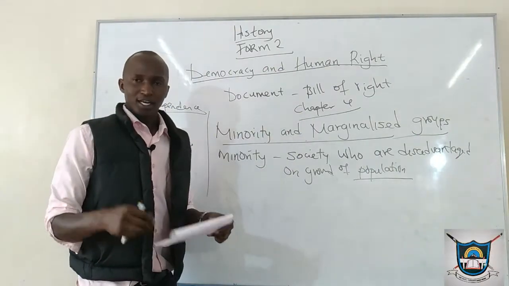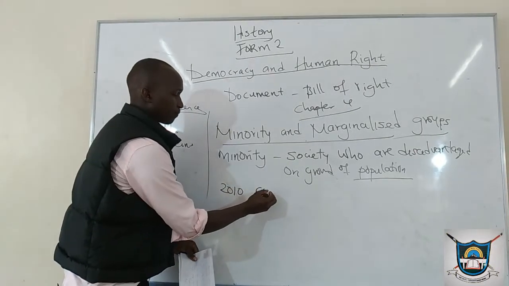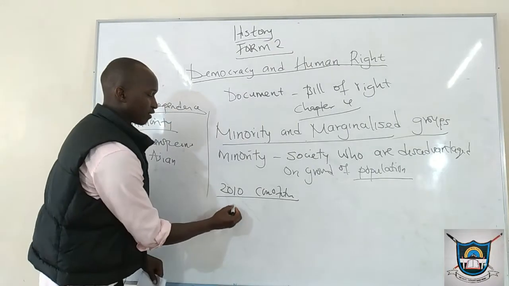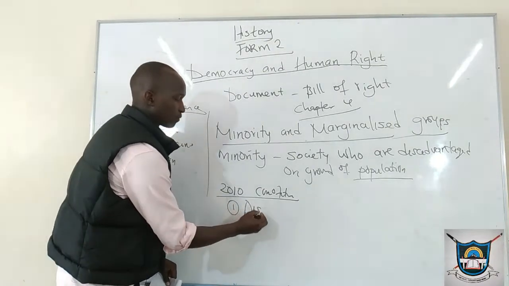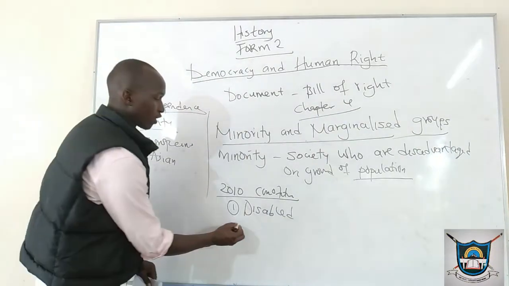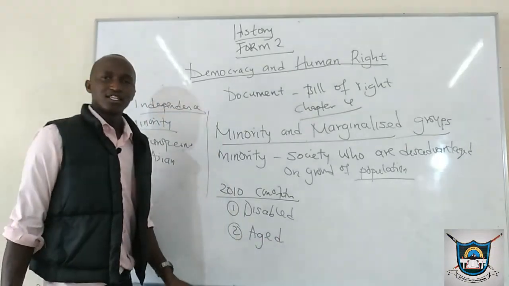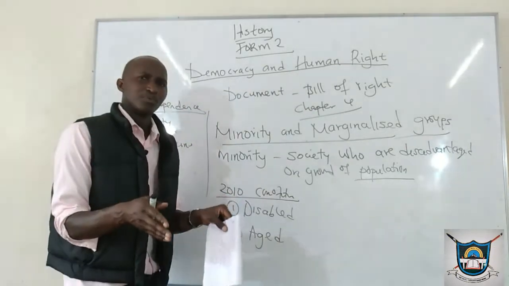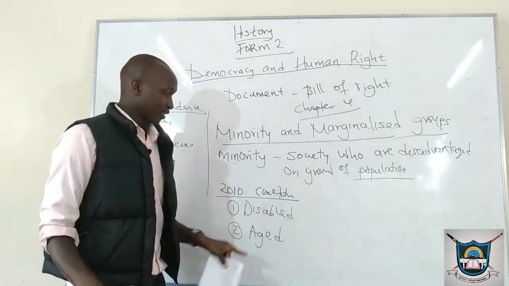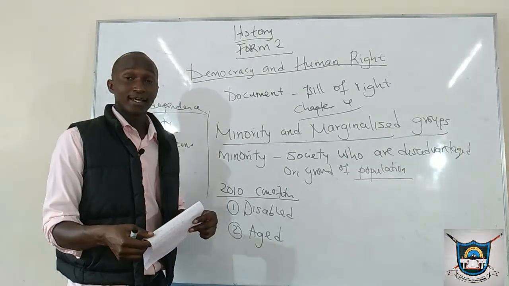In the 2010 Constitution, the minority groups are as follows. There is the disabled. The disabled are a minority group. There are also the aged people. You find that the aged people, those over 60 or 70, are very few. The disabled are also very few. So they are the minority groups in Kenya.